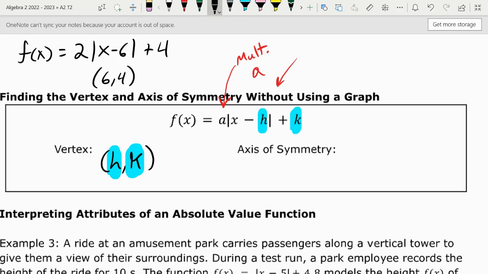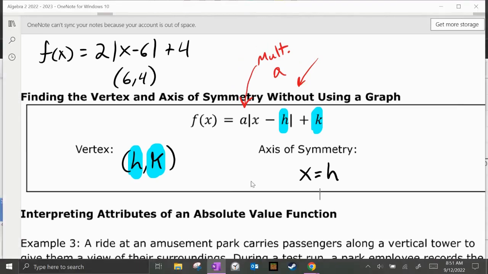Okay, the axis of symmetry is going to be x equals a number, and whatever that number is going to be h. If you just find out what h is in the equation, then you don't even have to go to Desmos. Let me show you what that looks like really quick on Desmos.